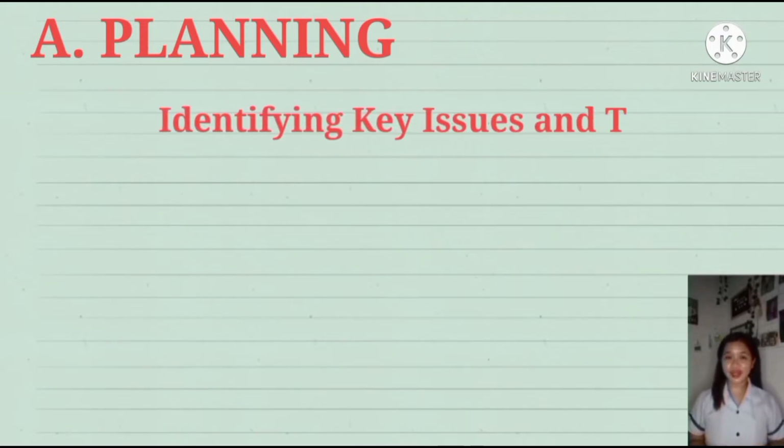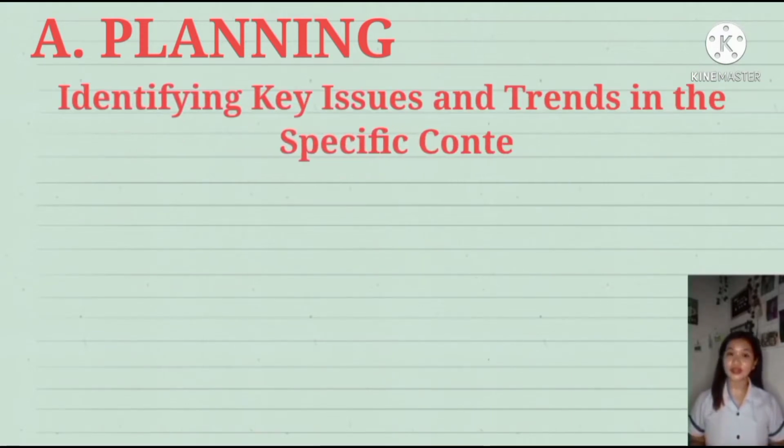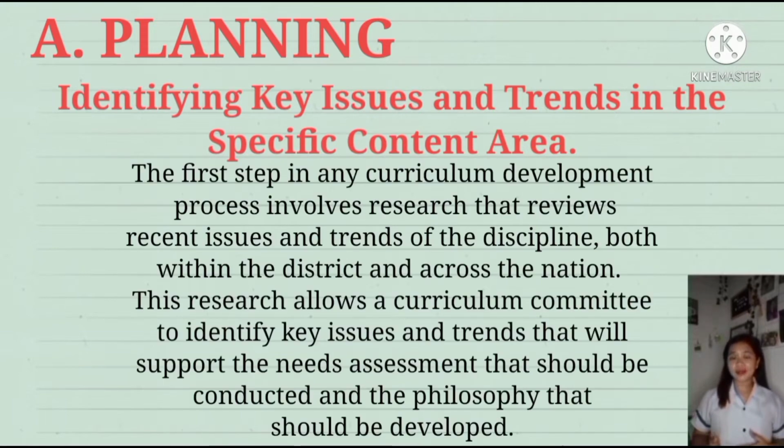Identifying key issues and trends in the specific content area. The first step in any curriculum development process involves research that reviews recent issues and trends of the discipline, both within the district and across the nation. This research allows a curriculum committee to identify key issues and trends that will support the needs assessment that should be conducted and the philosophy that should be developed.